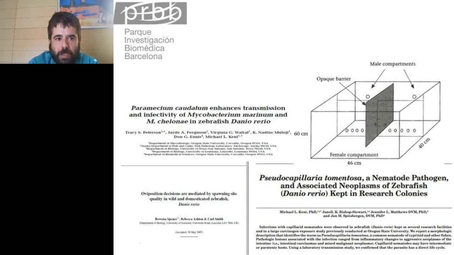So using live food is really a good thing because you have happy fish, but it's also a bad point because we can introduce some pathogens inside the facility. So we have to know that, for example, paramecium can increase the transmission and infectivity of mycobacterium, and on the other hand, for example, the tubifex, that is a frozen food, could have some pseudocapillaria eggs that cause a lot of problems in our facilities.